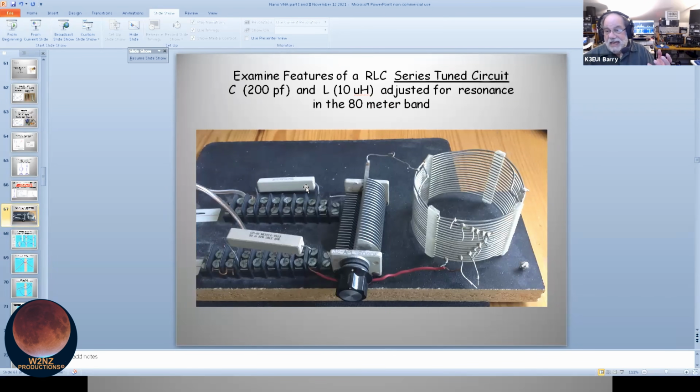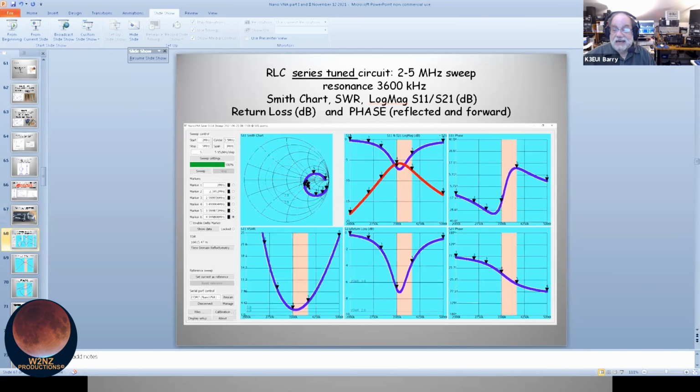The NanoVNA in the input channel 1 has a built-in 50 ohm load. I didn't know that, and I added 50 ohms here. So I put a resistor where I didn't need one. Therefore, I didn't get even close to 1-to-1 SWR here.